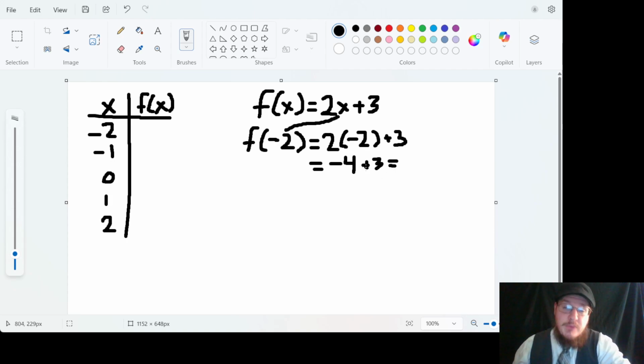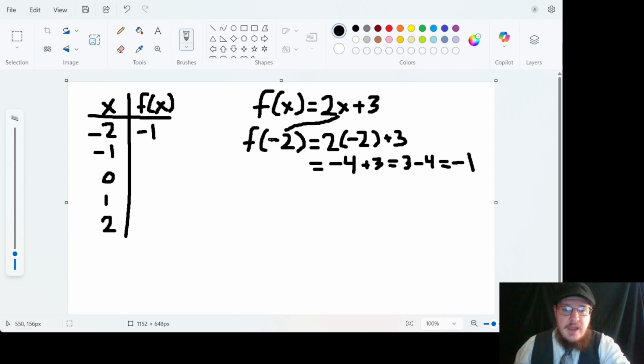Now, negative 4 plus 3, or in a way that we can look at this, 3 minus 4, is the exact same problem. We're just moving the values around because with addition and subtraction, you can do that as long as you keep the signs where they're supposed to be, okay? So negative 4 plus 3, or in this case, 3 minus 4, we are still going to get a negative 1. So we fill in our negative 1 for our f of negative 2 part of the function.